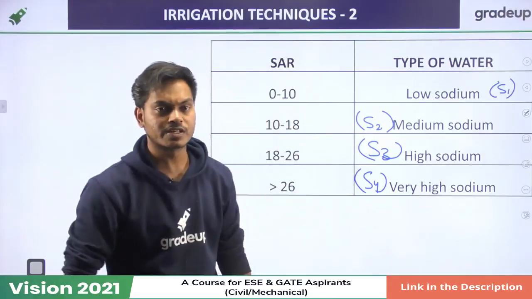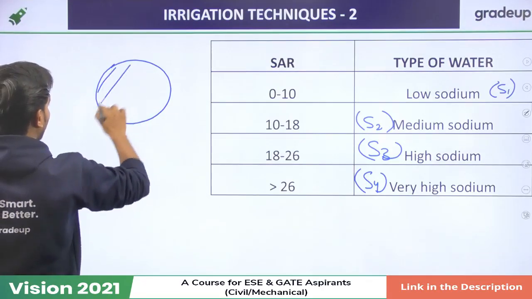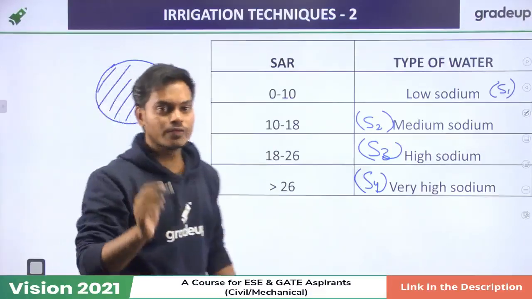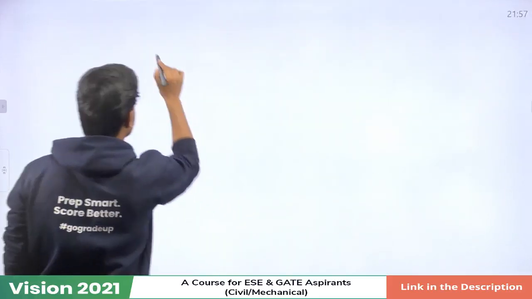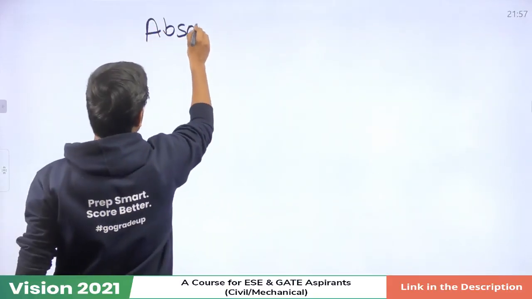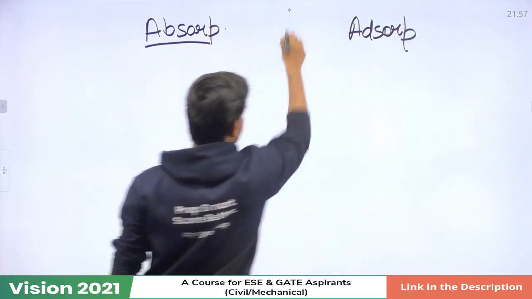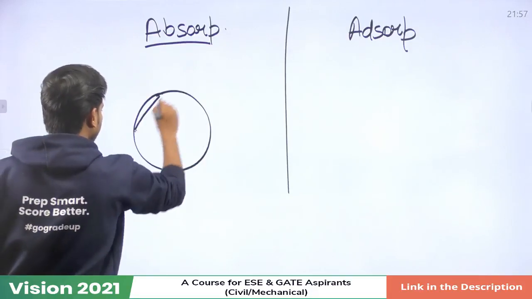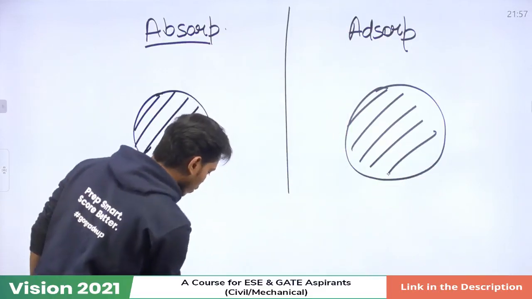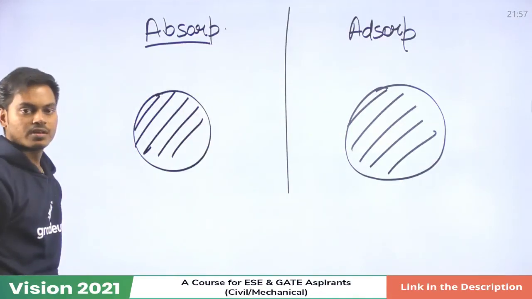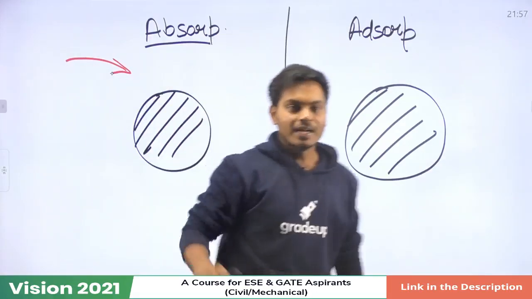What is the difference between absorption and adsorption? Suppose we have a solid particle here. Now we will see absorption and adsorption. We have the same two particles here. What happens in case of absorption? When you apply water to this particle, it will absorb.